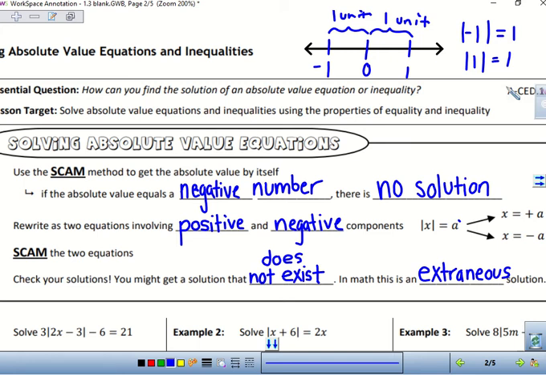Does anybody need any more time on the fill in the blanks? Alright, we're going to move on to example 1.